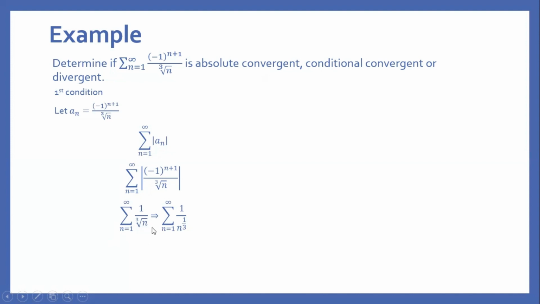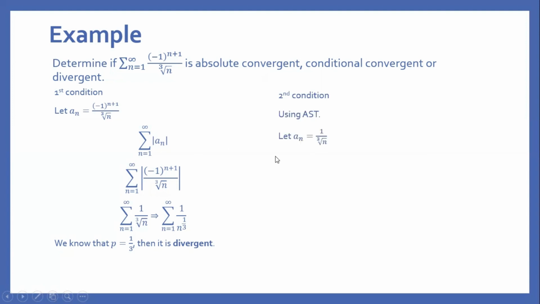At saka pwede nating sabihin na pwede rin natin i-convert as 1 over n raised to 1/3. Ginawa lang natin siyang exponential form from radical form. Then as you can see, meron tayong exponent na 1 over 3 sa n. So gagamit tayo ng P-series dyan. We know that the P-series is 1/3 at yung 1/3 is less than or equal sa 1. Then that it is a divergent. Ayan. So, dahil divergent siya, kunin natin yung second condition.